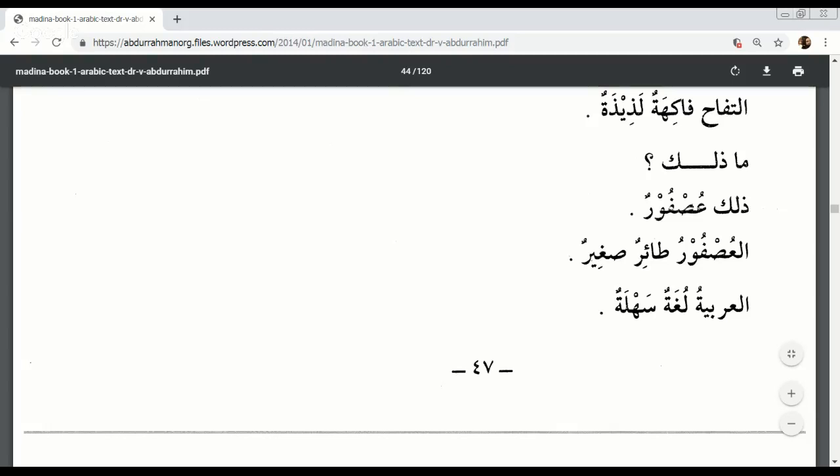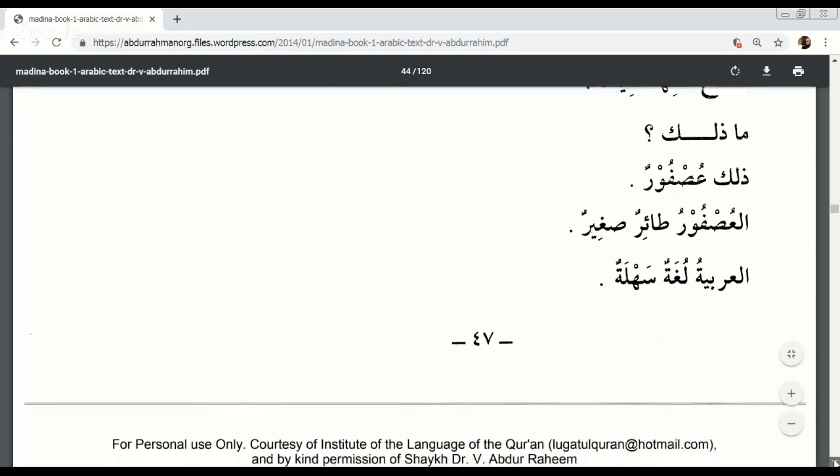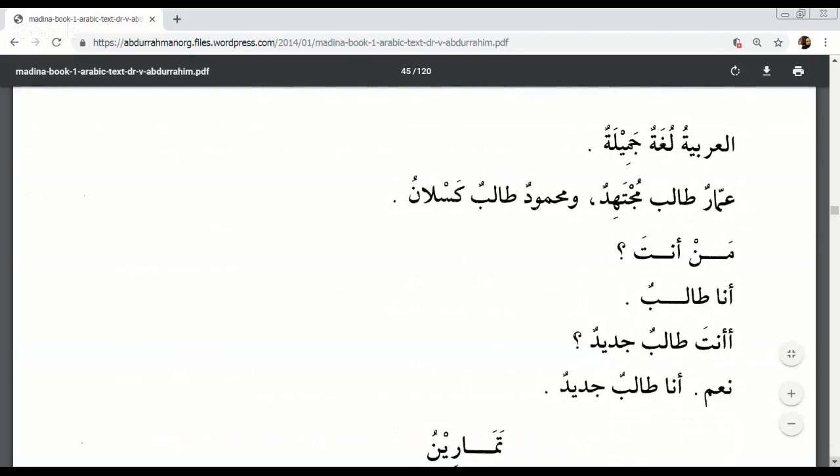Go ahead, Zara. لغة جميلة. Repeat that, please. العربية لغة جميلة. Good. Meaning? The Arabic language is beautiful. Well, yes, but it doesn't say the Arabic language. If it said the Arabic language, it would be al-Arabiyatu al-lughatu jamilatun.